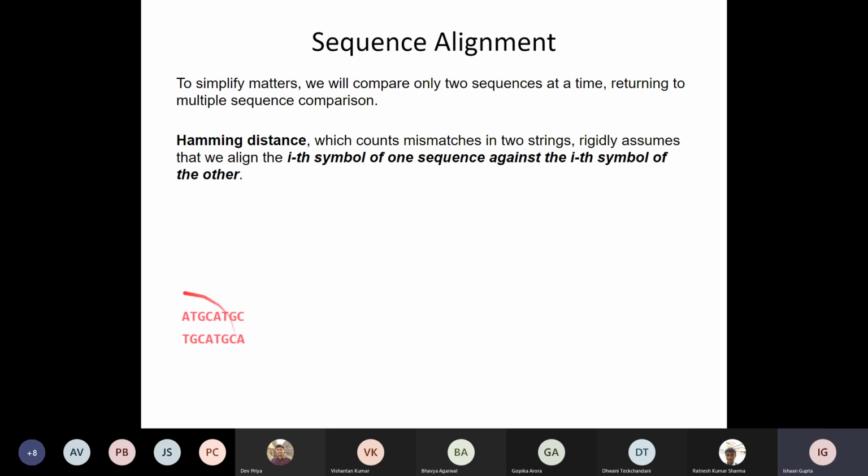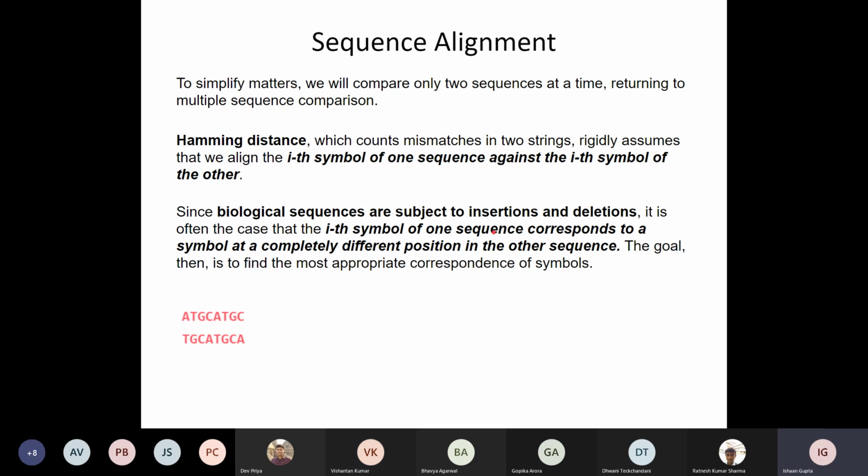So if you were to calculate the Hamming distance between these two strings, can somebody quickly tell me what the Hamming distance would be? How much? Eight, because all the positions are different. All the positions are different, right? But we do see that there's a pattern between these sequences, right?